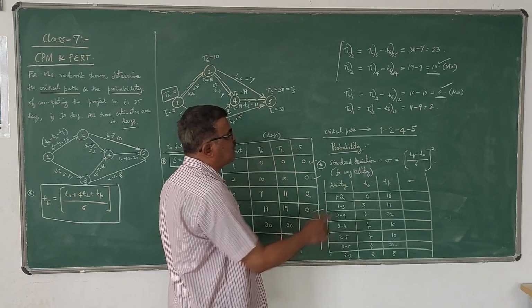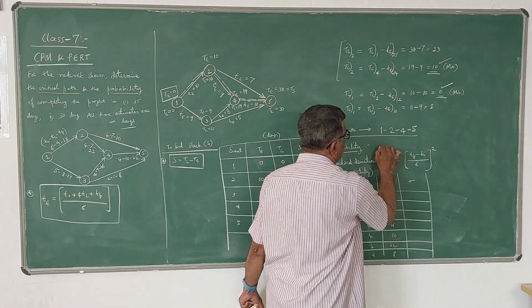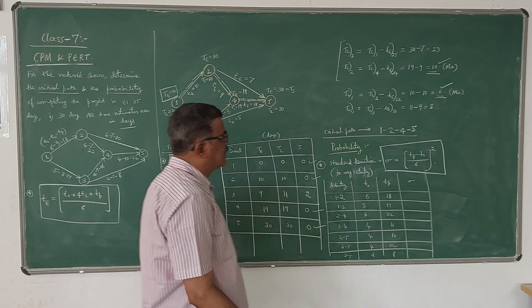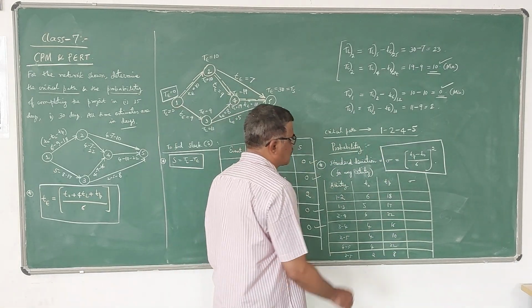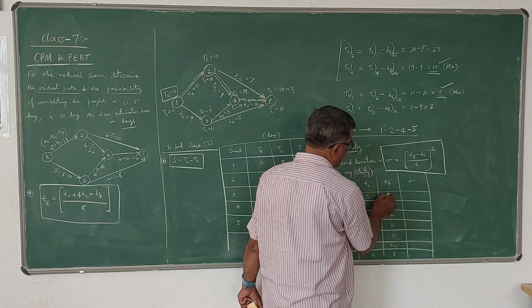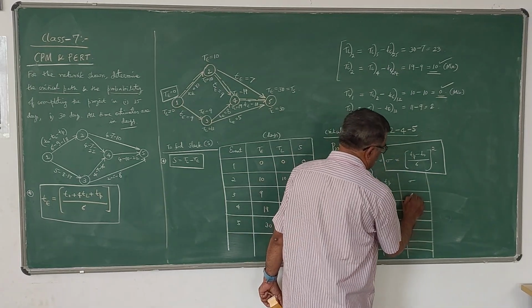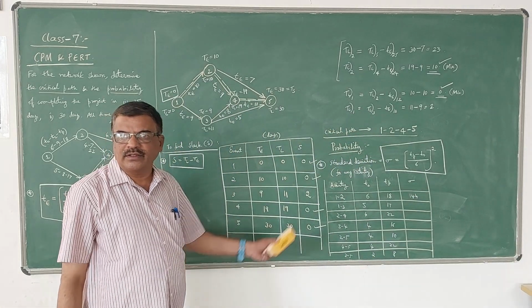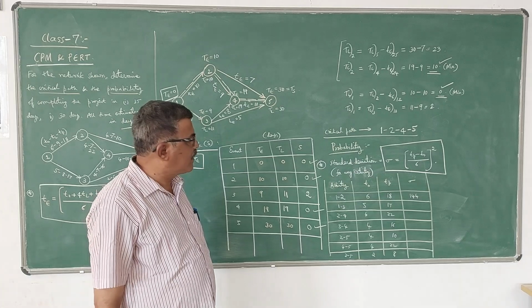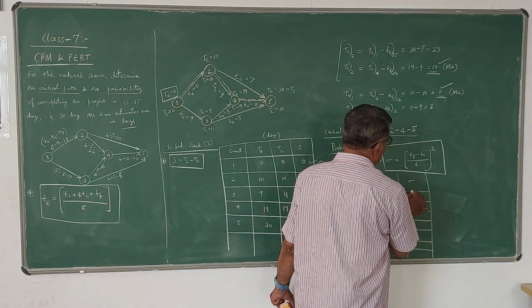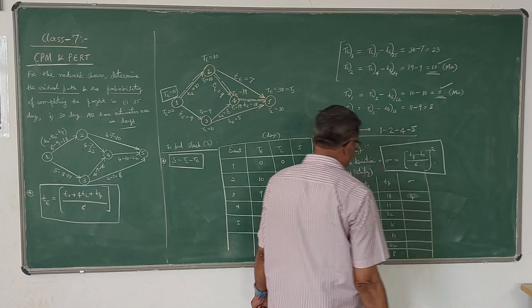Now we can use this formula for standard deviation, and get the values for all the activities. So (TP minus T0) by 6, whole square. TP is 18, T0 is 6. So 18 minus 6 is 12, and 12 squared is 144. Like that you have to calculate. Divided by 6: 12 divided by 6 is 2, and 2 squared is 4.